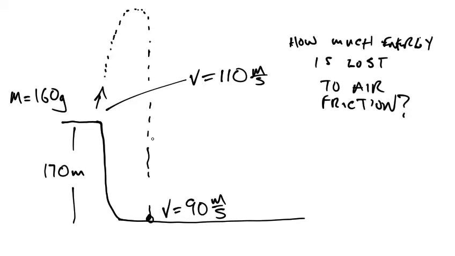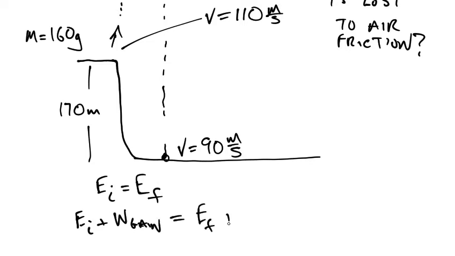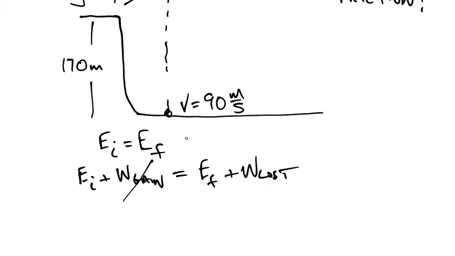Okay, well, the way we're going to do this is we are going to say initial energy equals final energy, and we're going to slightly amend this equation to add our gain and our losses. So we can say EI plus work gain equals EF plus work lost. Now in this case we don't have any work gain. That would be like for a rocket type of a situation. But we do have work lost to air friction. So let us see what we can get.